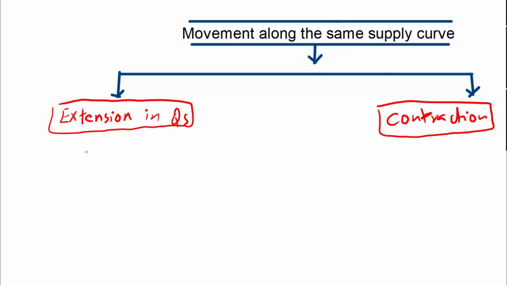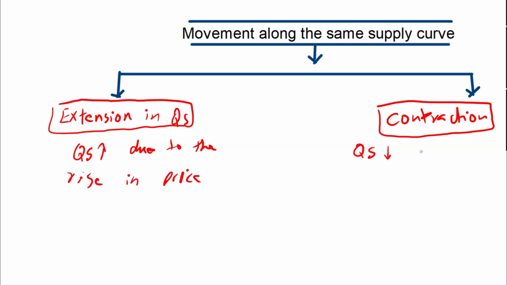Extension, as the name suggests, is when quantity supply increases due to the rise in price. And contraction in supply is caused by the fall in price, where quantity supply decreases due to the fall in price. Okay, so both of them will show movement along the same supply curve.